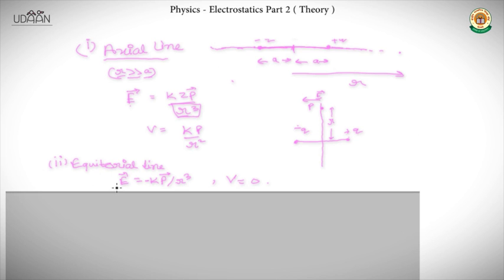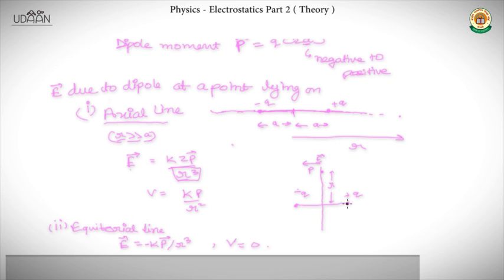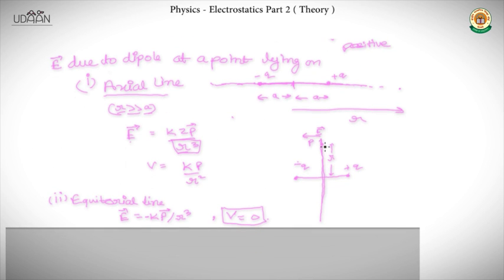And for an equatorial line, say if this is minus Q, this is plus Q, this is the equatorial line. So for that, E bar is equal to minus kp bar by r cube, and V is equal to 0. V is equal to 0 can simply be concluded from the fact that it is equidistant from both charges, and one charge will impart a positive potential and one charge will impart a negative potential, and both will be equal, so they'll cancel out. And V is equal to 0.